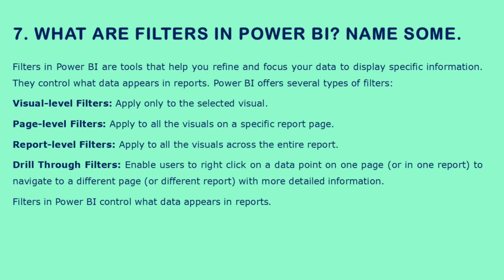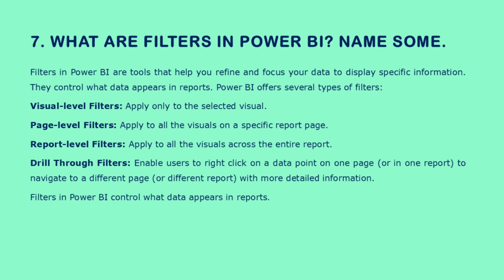Visual level filters apply only to the selected visual. Page level filters apply to all the visuals on a specific report page. Report level filters apply to all the visuals across the entire report. Drill-through filters enable users to right-click on a data point on one page or in one report to navigate to a different page or different report with more detailed information. Filters in Power BI control what data appears in reports.